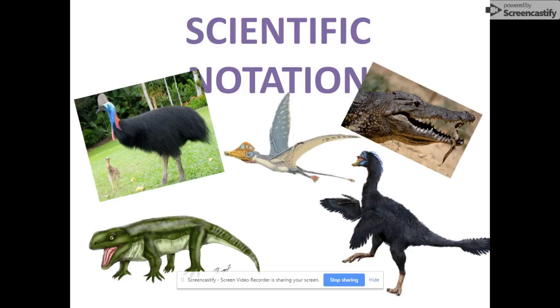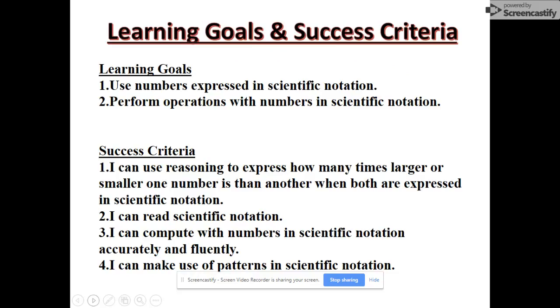Today, we are going to begin learning about scientific notation. Our learning goal is that we're going to use numbers expressed in scientific notation, and our success criteria is that we're going to be able to reason with numbers in scientific notation and fluently read numbers in scientific notation.